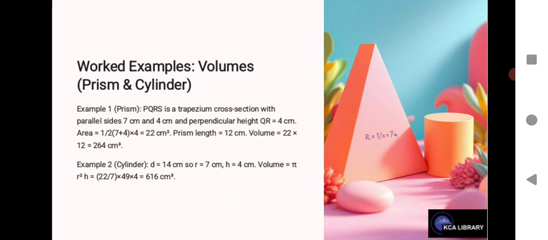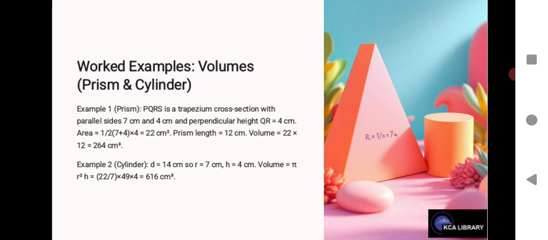PQRS is a trapezium cross-section with parallel sides 7 cm and 4 cm, and perpendicular height QR equals 4 cm. So how do you calculate the area? Using the general formula, half times the sum of the parallel sides times the height. You have 1/2 × (7 + 4), then multiply by 4. At the end of the day, you have 22 cm².